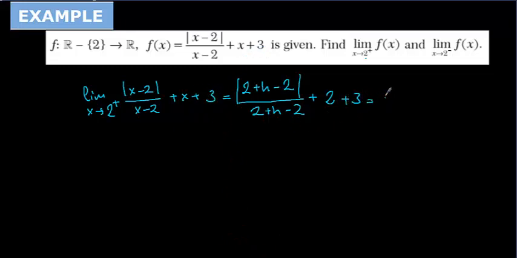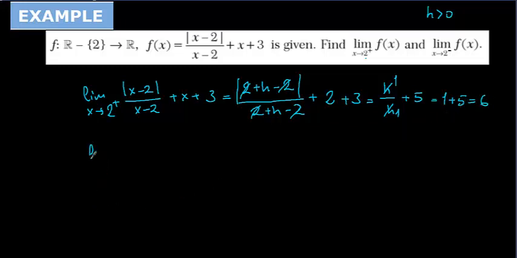So when you simplify 2 and 2 minus 2, absolute value of h, and we said that h is greater than 0, that's why absolute value of h is h, over h plus 5 it's going to be, and when you simplify this 2, it's going to be equal to 1 plus, because 1 over 1 it's going to be 1 plus 5, that's equal to 6.